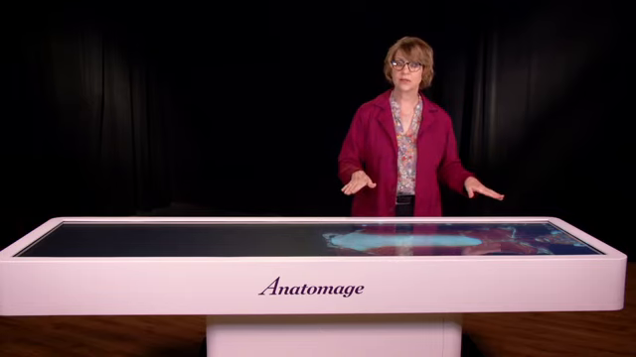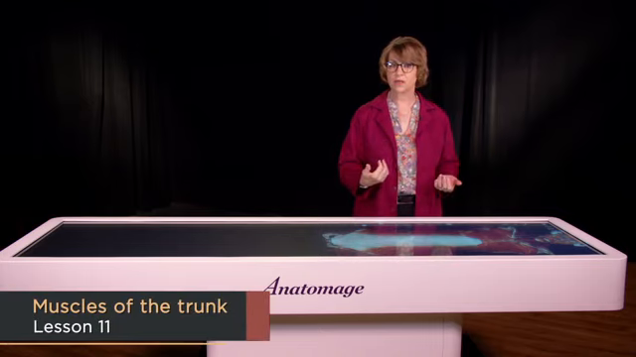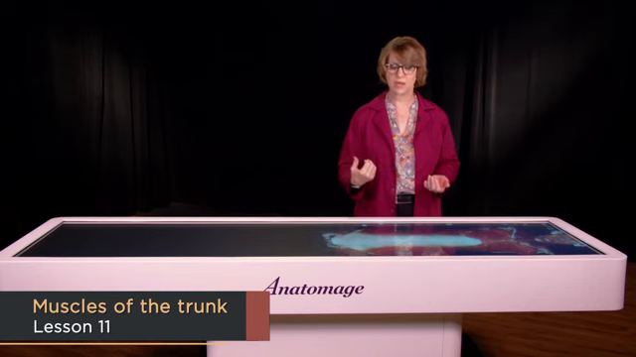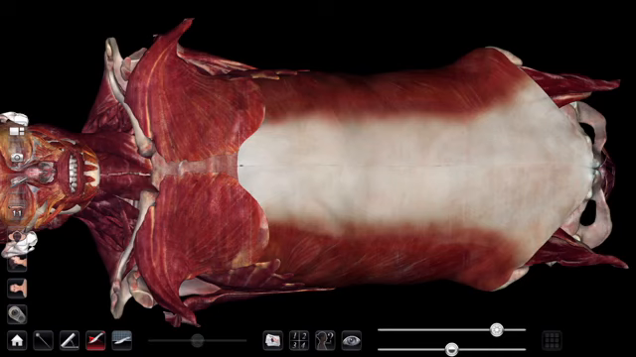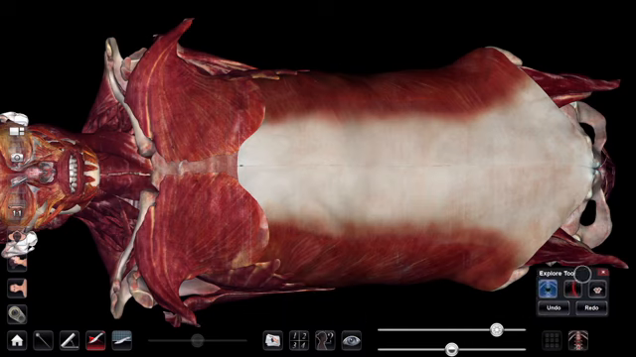So now let's take a look at the muscles of the trunk, both anterior and posterior muscles. And to do that, I've taken off the limbs so that we can enlarge and focus in on muscles of the chest, muscles of the abdomen, and muscles of the back. And I'm going to use the remove tool because we're going to start looking at these in layers.